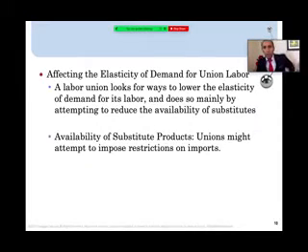The availability of close substitutes is crucial because if you have a lot of substitutes, the labor is easily replaceable. Other substitutes means other people that can do the job that you're doing. And if you limit the availability of substitutes of the products of production, unions might attempt to impose restrictions on who can work in that industry, who cannot work in that industry, and also impose restrictions on goods coming from the rest of the world, like on imports.